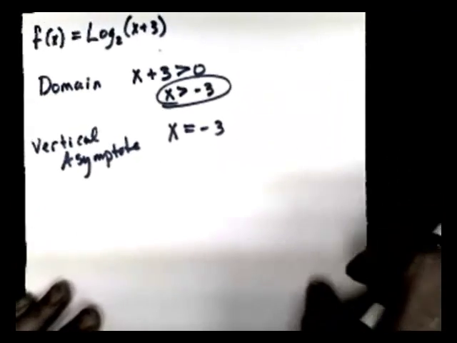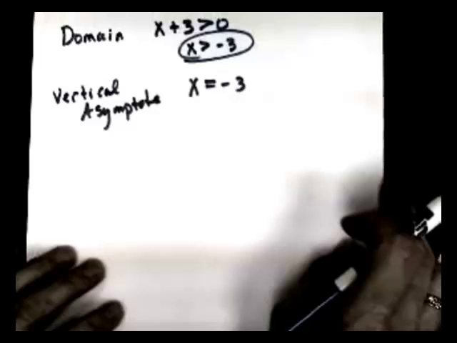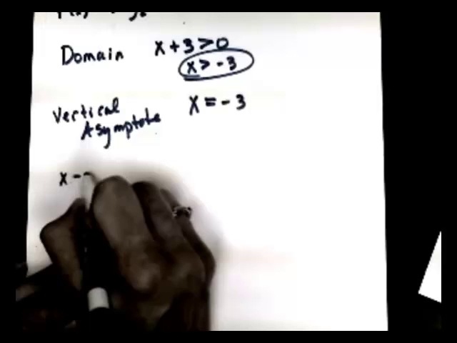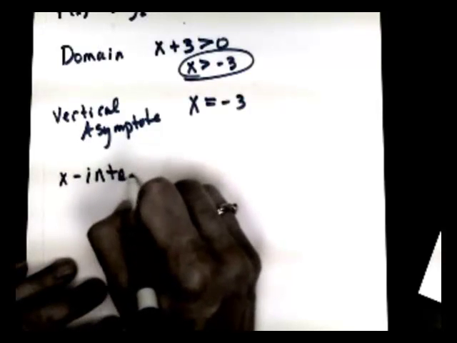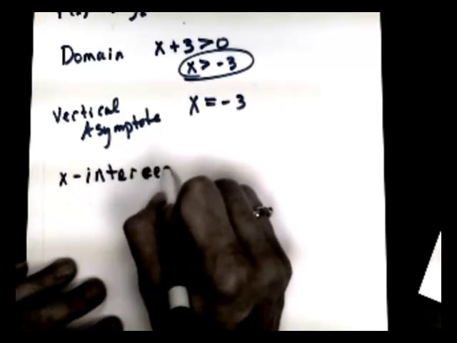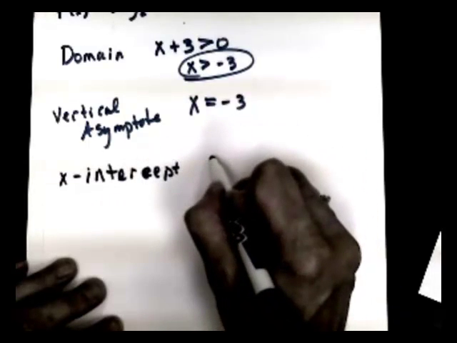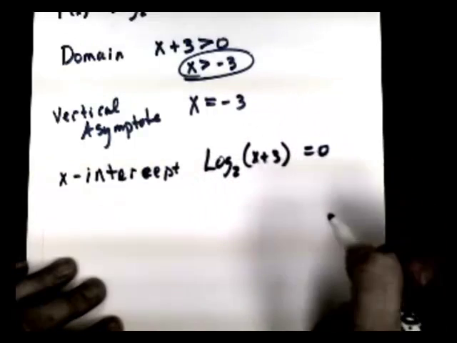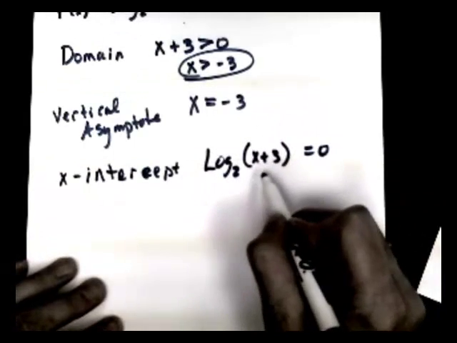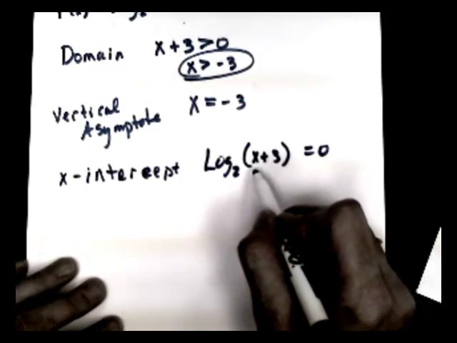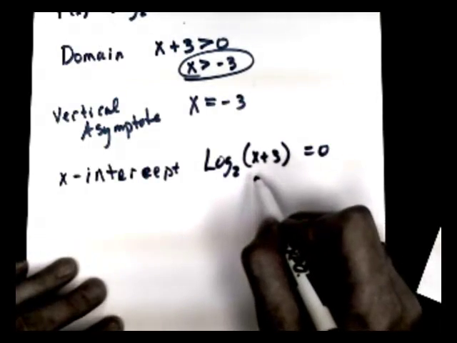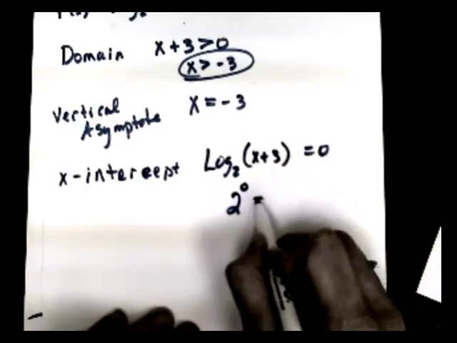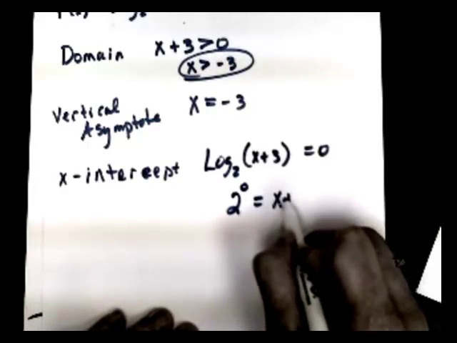The next thing we want to do is look at this function, and remember one of the most important things is intercepts. The x-intercept of any graph or any function is always found by setting it equal to 0. If I take log base 2 of x plus 3 and I set it equal to 0, remember that these are two parts that stay connected with the logarithm. The only way to move these away from the logarithm is to change it to its exponential form. 2 to the 0 base exponent equals x plus 3.